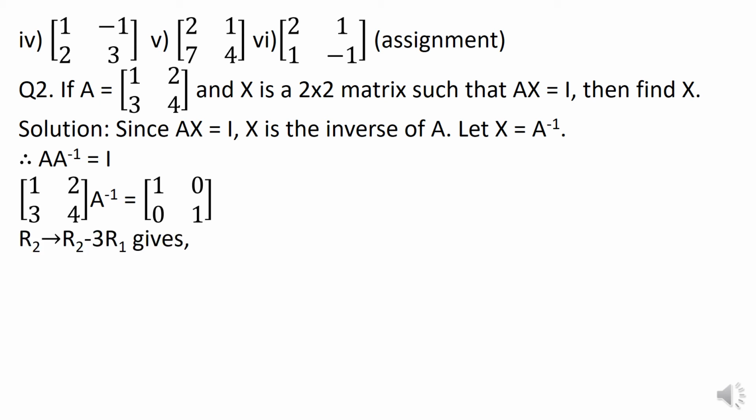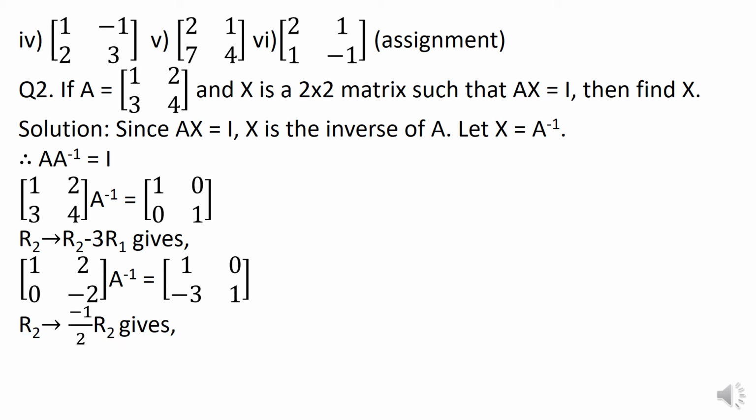First aim is to convert 3 into 0 because already 1 is there in the proper position. So 3 can be converted into 0 by doing R2 minus 3R1, which gives us 0 in the correct place there. And similarly, the second row changes on LHS and RHS. The next step, converting minus 2 into 1, that can be done by multiplying with the reciprocal of minus 2. Thus, we get the next step.